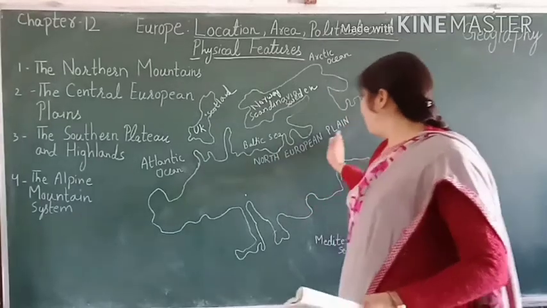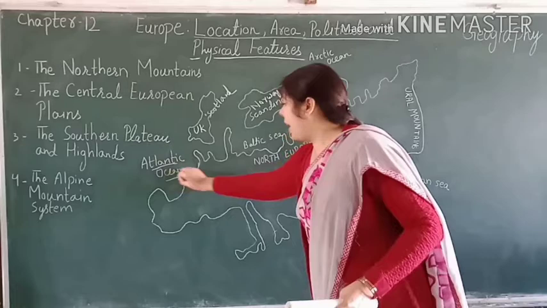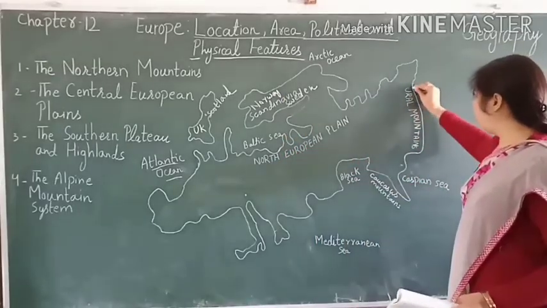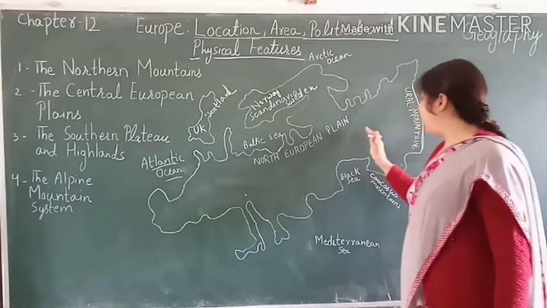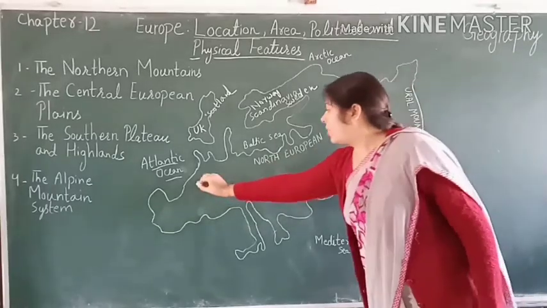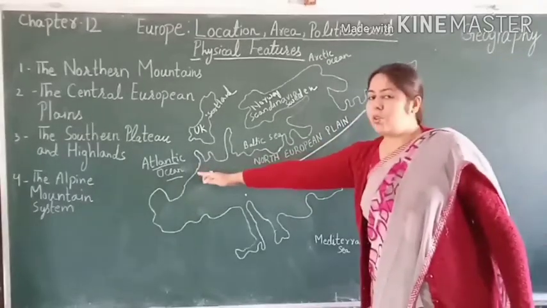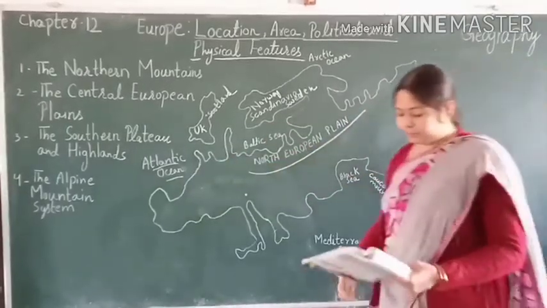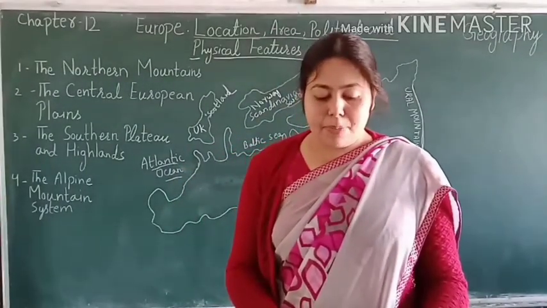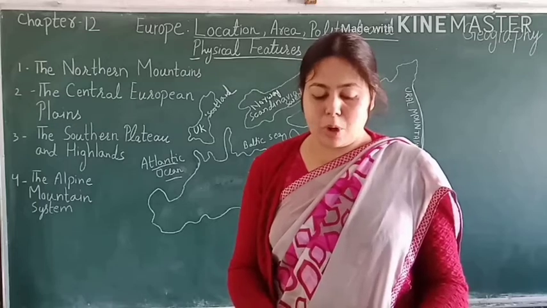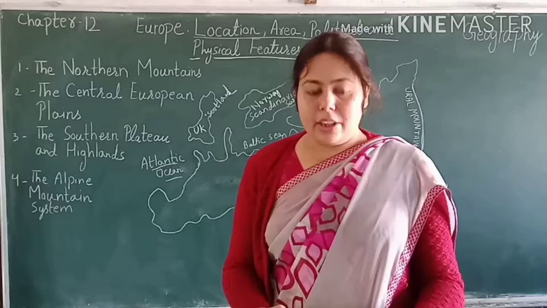So the North European plains lie between the Atlantic Ocean, here, and the Ural mountains. You can see this is the Ural mountain. This is the total area of the North European plains from the Atlantic Ocean to the Ural mountains. These plains are partly covered with glacial deposits and partly by alluvial deposits from the many big rivers such as the Don, the Volga and the Ural.